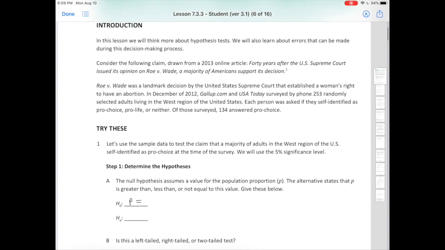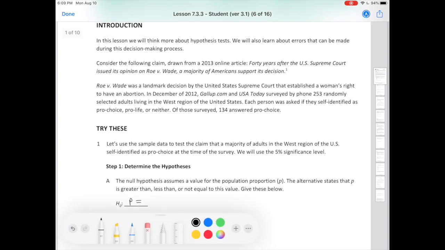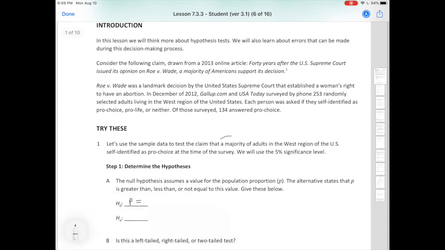Now, the trick here is to notice the claim is that a majority of adults believe in something, right? So what does majority mean? Think about the word majority when we think about the majority of a class thinks we should do this. Majority means more than half, right? So this means more than half. So when we say a majority, 0.5 is going to be the key here.